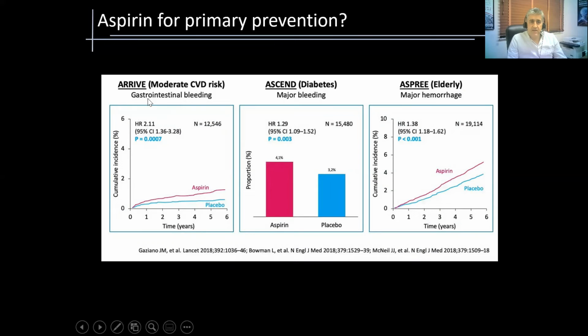Now, the population in these 3 trials was different. In the ARRIVE trial, it was patients with moderate cardiovascular risk. In the ASCENT trial, there were diabetic patients, and in the ASPREE trial, there were elderly patients. And these are the graphs showing the bleeding risk in these trials. And you see that in all 3 trials, aspirin was associated with a higher bleeding risk compared to placebo.